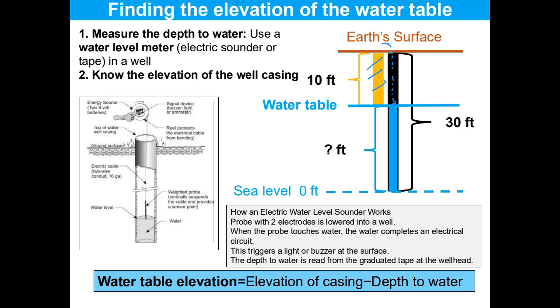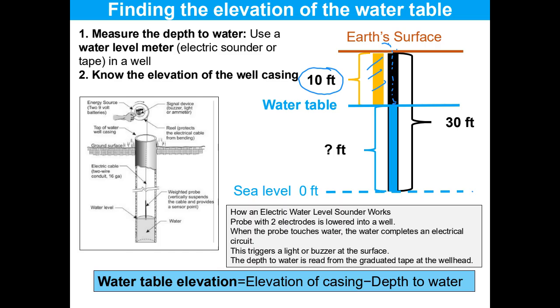So the depth is known by this instrument. So we have the depth, 10 feet. Now let's assume that the sea level is right here. The elevation by definition is the height above sea level. So remember, I'm looking for this height from here to here.